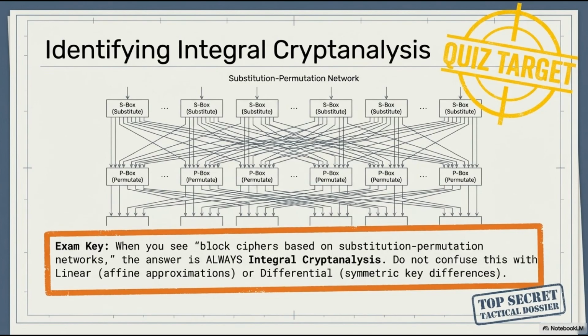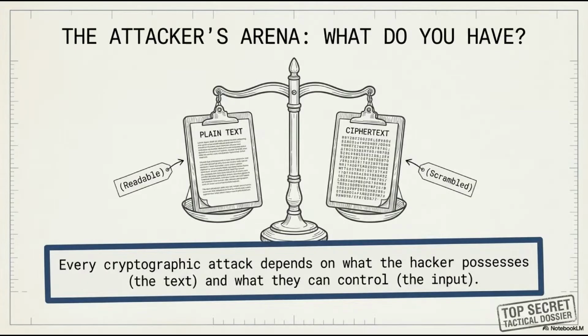Okay, so take a moment right now to formulate a 2 to 3 sentence response for this. What is the specific architectural trigger word you should look for to identify an integral cryptanalysis vulnerability? Just lock that trigger word into your memory. It will save you points. Definitely. Moving to slide 7, the attacker's arena.